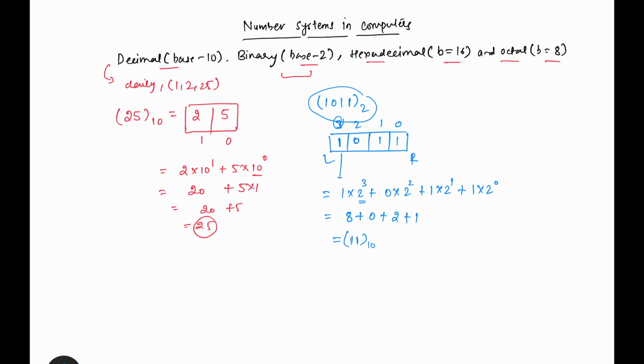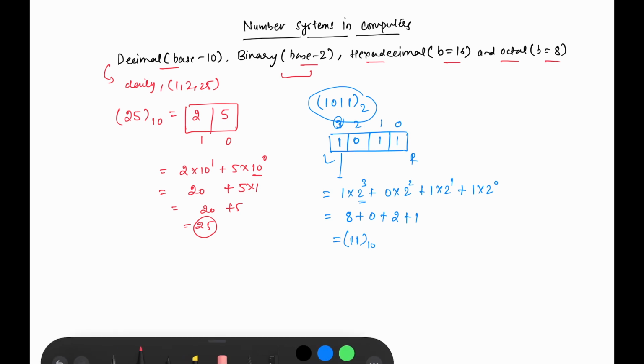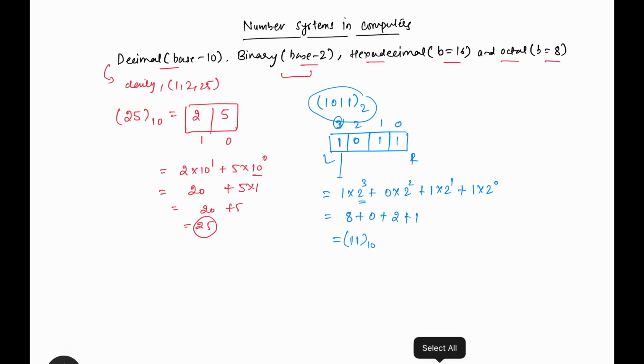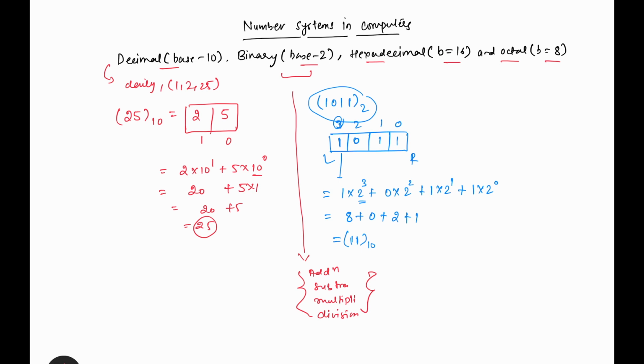Now there are certain operations that we perform on binary numbers, which I have also discussed in my last video where I was telling about 2's complement. The operations that we perform on these binary numbers are addition, subtraction, multiplication and division, which we normally perform even in maths, right? So these are the basic operations.